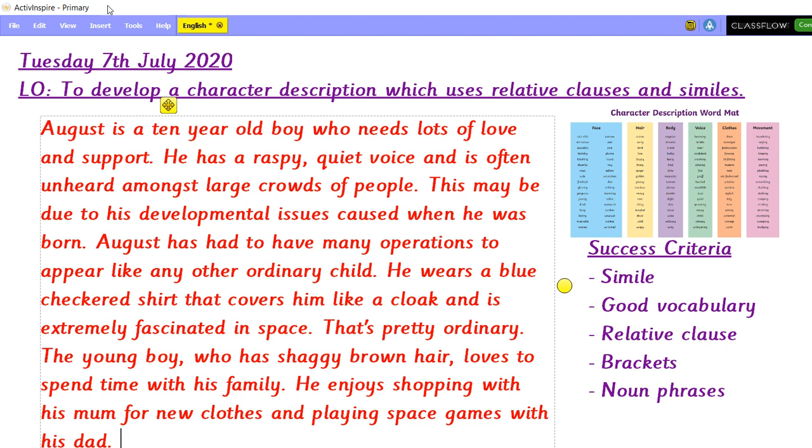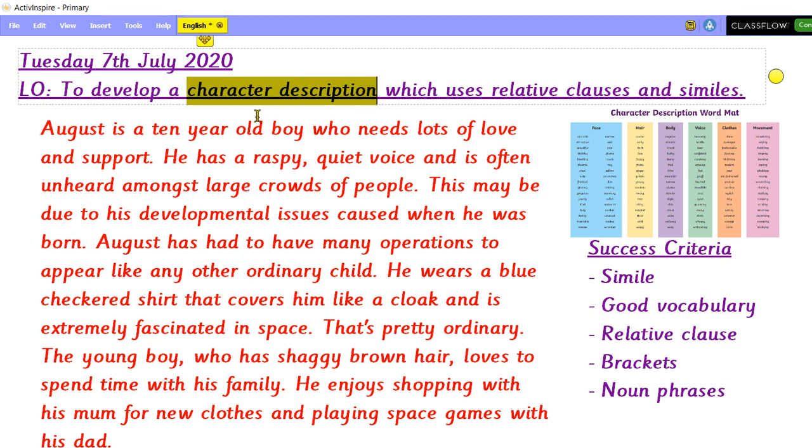Okay, so again, I'm not talking about where he's going shopping. I'm not talking about his day at school. It's just character description. That's all I am focusing on. What he looks like and what his personality is. Okay, so don't start veering away from it. Let's just focus on that.